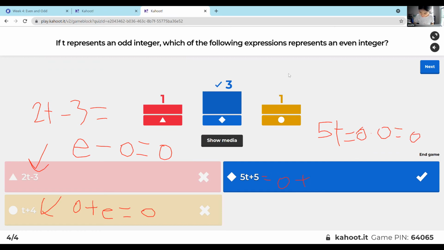Well, 5t plus 5, you know 5t is equal to odd times odd, which is odd. That's odd plus odd, which is equal to even. So the answer is 5t plus 5.